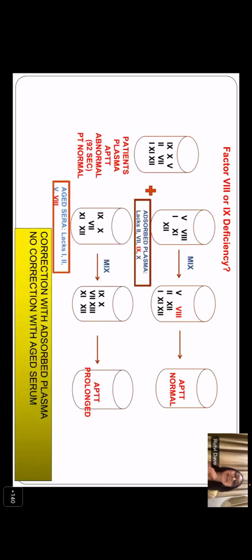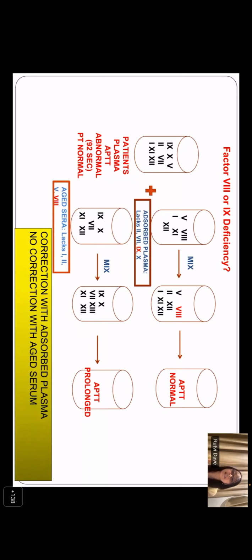So let us look at a diagram to understand this better. Based on the history and the isolated APTT prolongation, we know that we are either dealing with factor 8 or factor 9, because that is the answer that all of you gave me. So now we know that there is isolated APTT prolongation of 92 seconds. Adsorbed plasma does not have 9 out of 8 and 9. Aged serum does not have 8. Now when you're performing the mixing studies, you see that on mixing with adsorbed plasma, there is complete correction, but on mixing with aged serum, there is no correction.